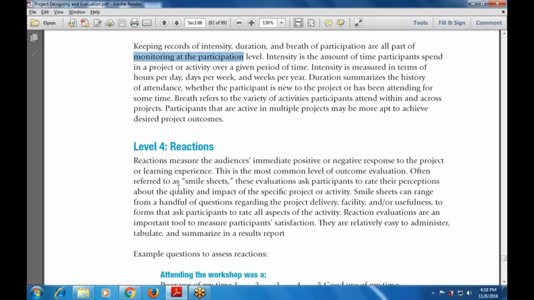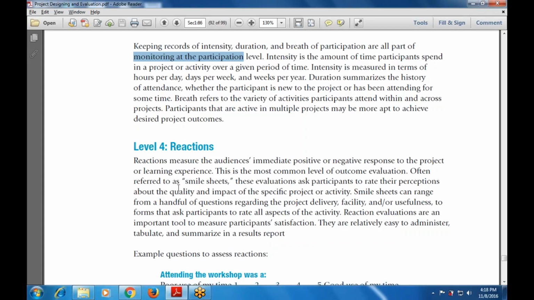Then level number 4 is reactions. Whatever the reactions, whatever data is required. Reaction means the audience's immediate positive or negative feedback. We can say reaction in the sense of feedback. What is the main feedback that is going on? That is the audience's immediate positive or negative response to the project or the learning, also known as feedback.